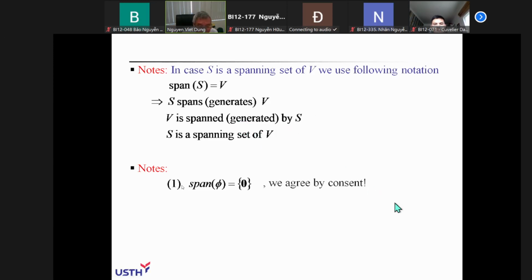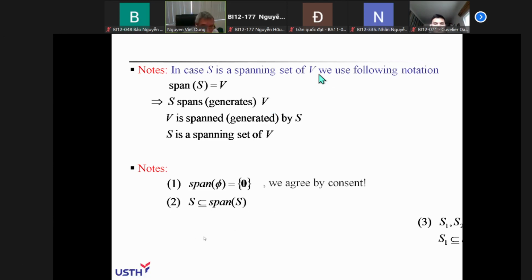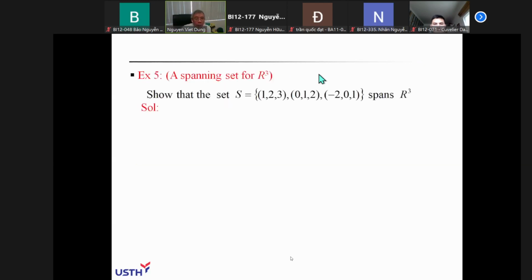That we agree by consensus. The next one, S is always contained in span S. Very easy to verify. The next one, if S1 and S2 are two subsets of V and S1 is a subset of S2, then the span of S1 is contained inside the span of S2. Here are some examples, and after that we will take a short break.